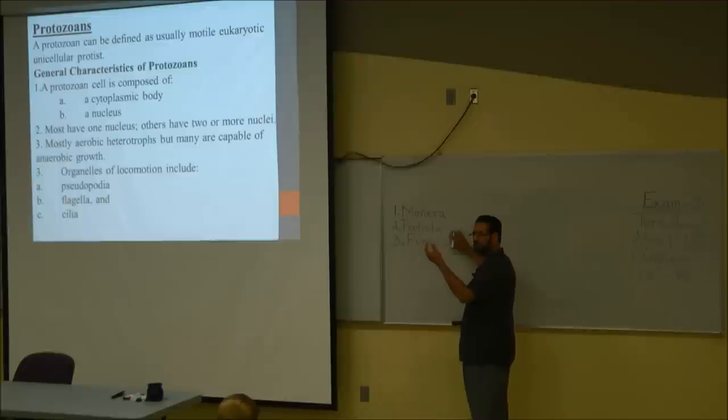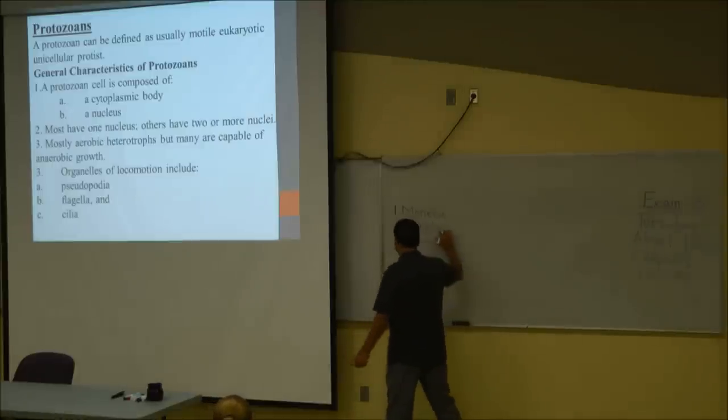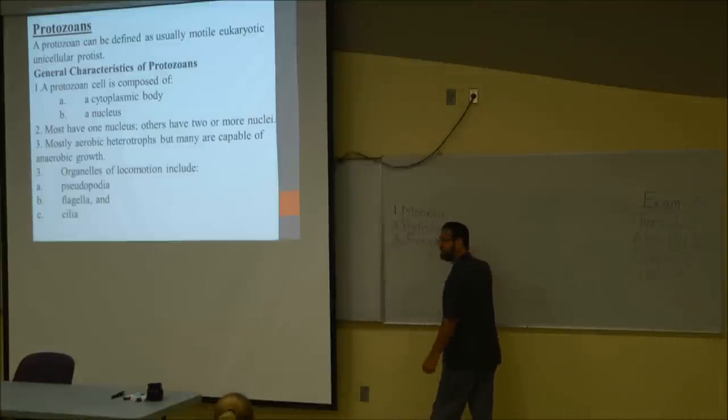Protozoans have no internal organs, but they have characteristics of higher animals. They can move from one place to another, but they don't have legs or arms. They don't have eyes, but they have sensory organs, like mini brains, like eye spots. So animal-like, plant-like.